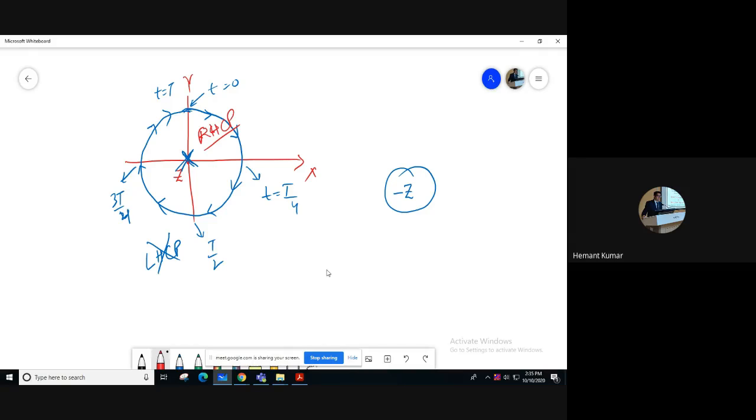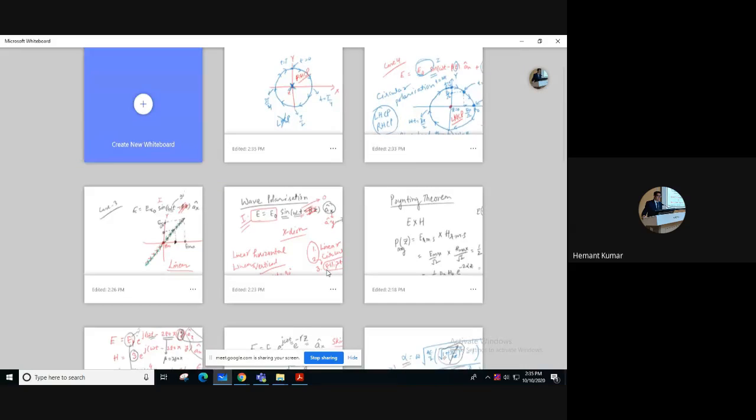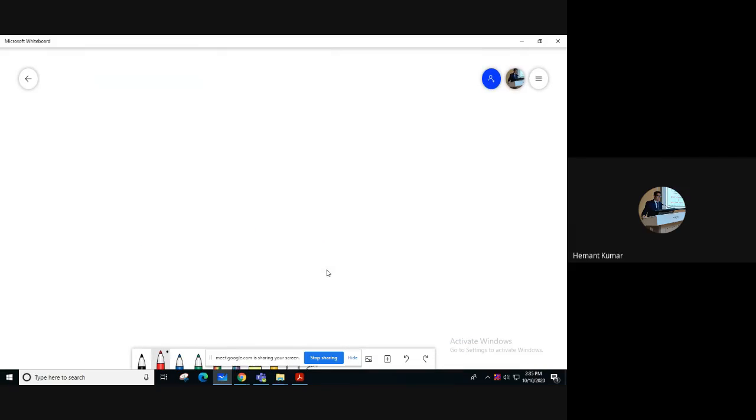So whether it is right hand or left hand, it will not only depend on whether it is clockwise or anti-clockwise. It will also depend on the direction of propagation. So these are the two cases, linear and circular. Next we'll see elliptical. Elliptical is very simple.